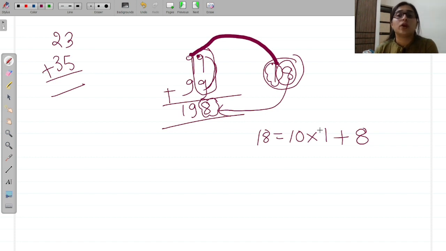Right? 10 into 1 plus 8. So this came here. So 9 plus 1, 10. 10 plus 9, 19. So now I took this. The remaining I took as a carry. So this carry came here.